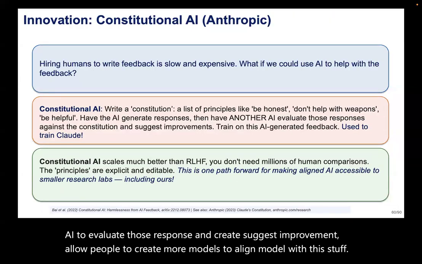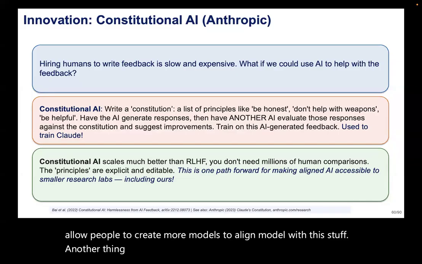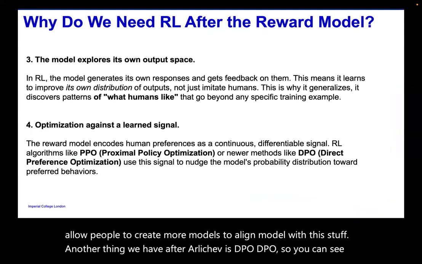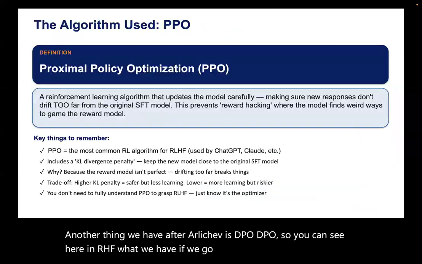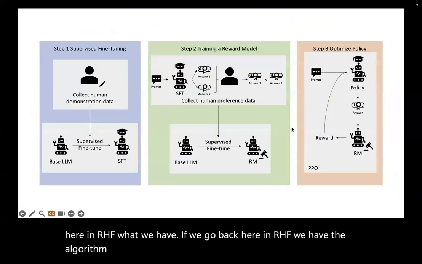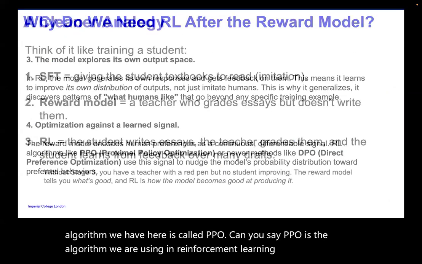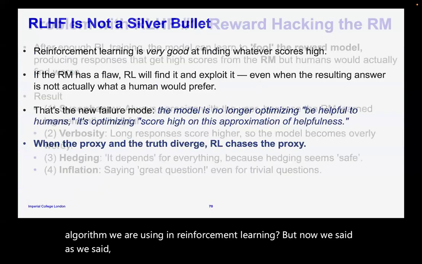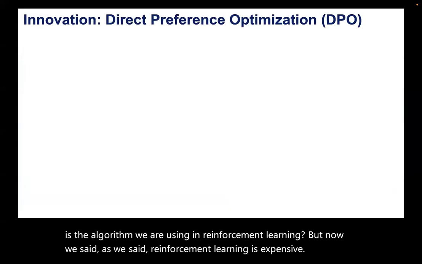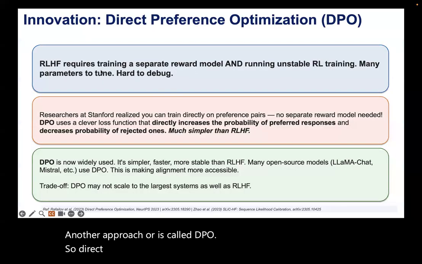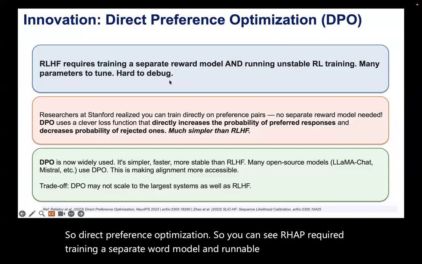Another thing we have after RLHF is DPO. So you can see here in RLHF, if we go back here, the algorithm we have is called PPO. PPO is the algorithm we are using in reinforcement learning. But now as we said, reinforcement learning is expensive. Another approach is called DPO, direct preference optimization. So you can see RLHF requires training a separate reward model and running reinforcement learning, with many parameters to tune, hard to debug.